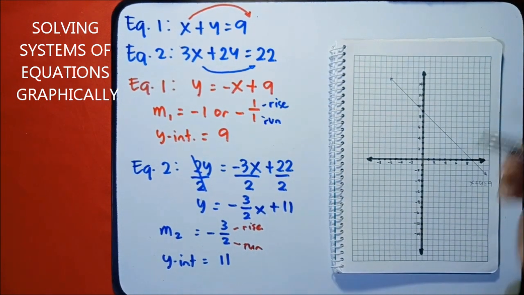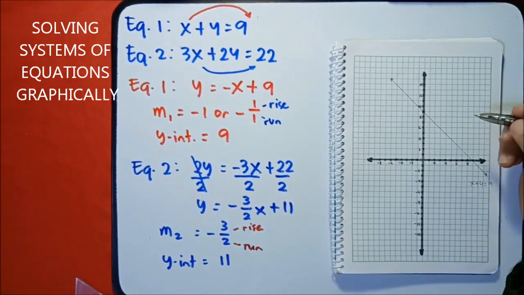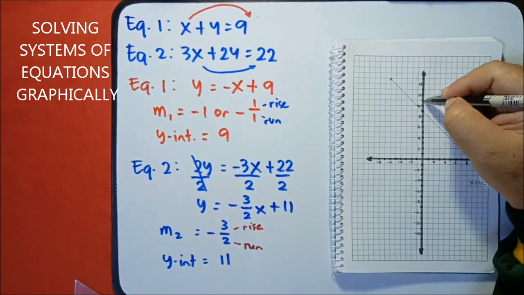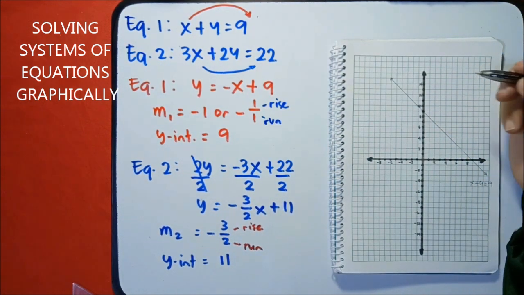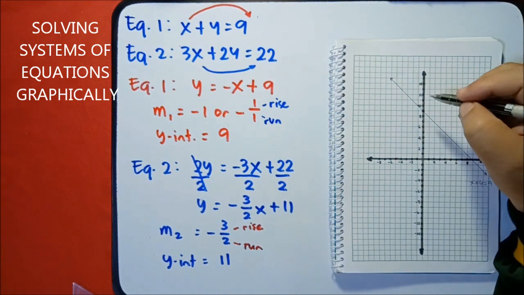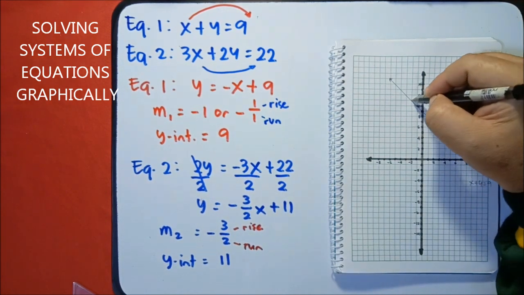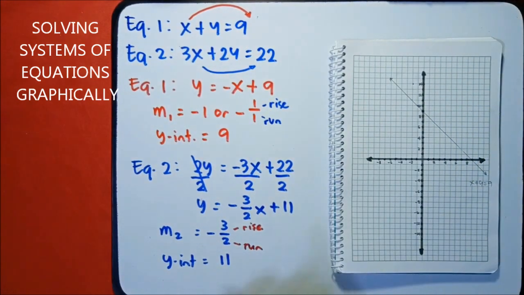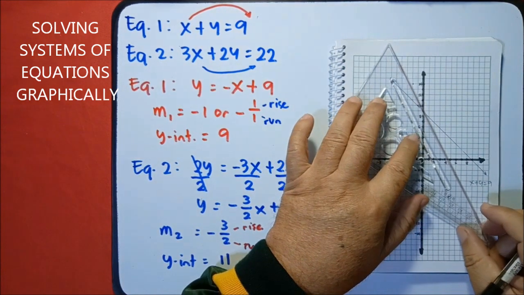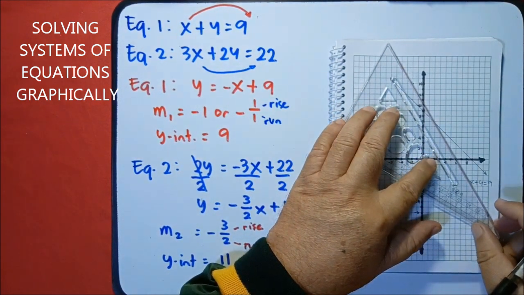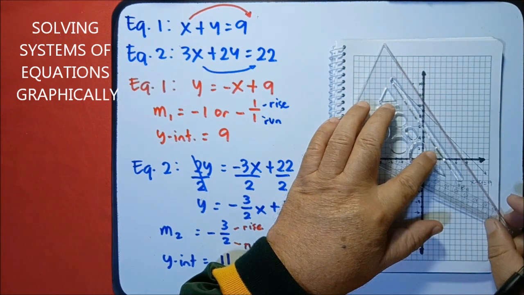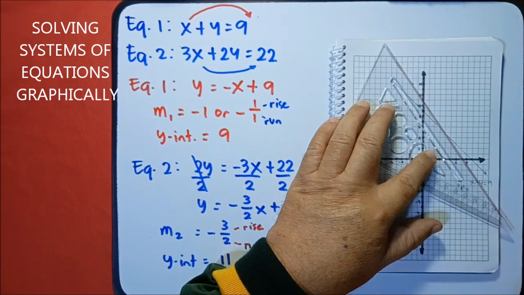Now, for the second equation, your y-intercept is 11. So, 10, 11, here. And your slope is negative 3 halves. That means going downward again. So, your run is 2, 1, 2. Then, your rise is 3, 1, 2, 3. Here is another point. Now, connect the 2 points. Here is another point, 11 and 2.